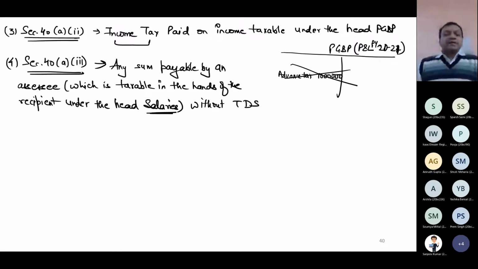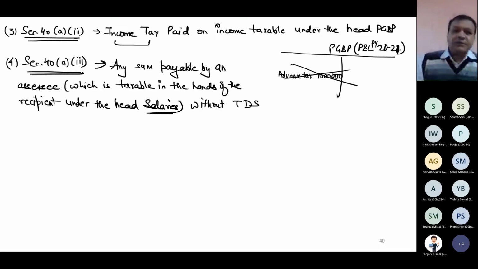Any sum payable by an assessee which is taxable in the hands of the recipient under the head salary. So who will tax the income under that salary? Everyone who is an employee. So 40A3 only covers those employers who have failed in deducting tax at source, as well as who have failed in depositing the tax at source.